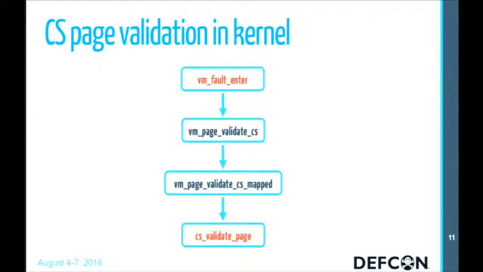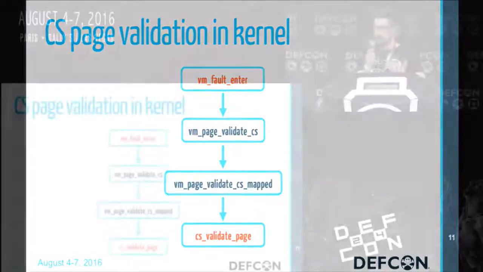This is how stuff works per page. So page code sign validation works per page fault. A page fault gets generated on a page load, and VM fault enter gets called. It calls VM page validate CS, which maps the page to kernel space. Then it calls VM map validate CS mapped, VM page validate CS mapped, and finally CS validate page, which does the actual comparison between the stored page hash and the calculated page hash.